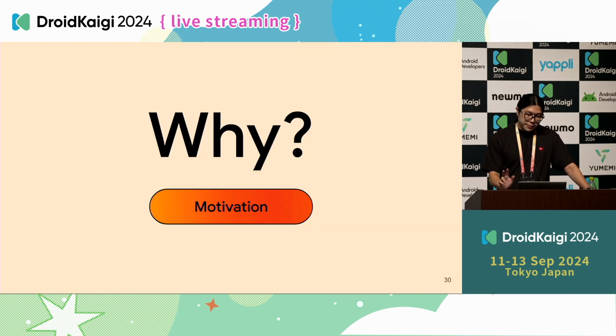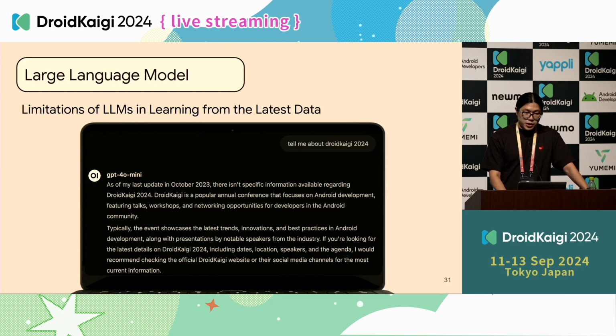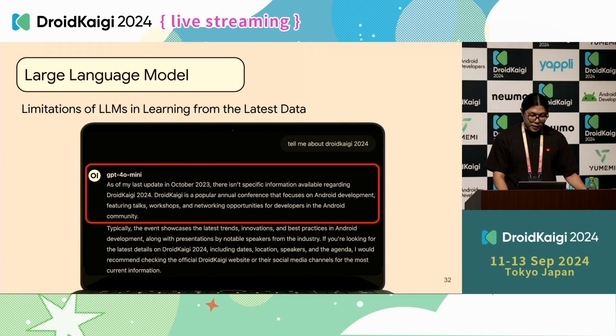So, why did he start using RAG techniques? As an example, I asked the GPT-4o Mini model about DroidKaigi 2024. The model's reply indicates that the training data is up to date as of October 2023. Yeah, it's the LLM challenges of having no sources and being out of date.